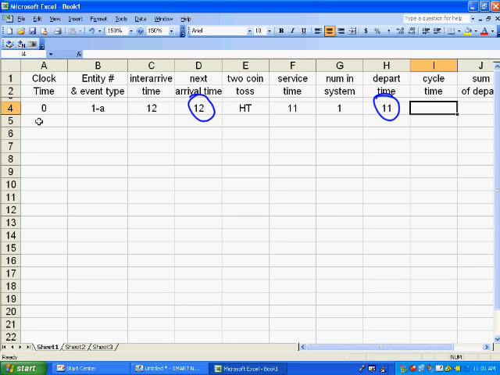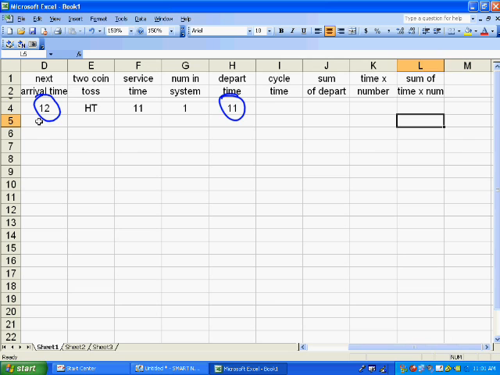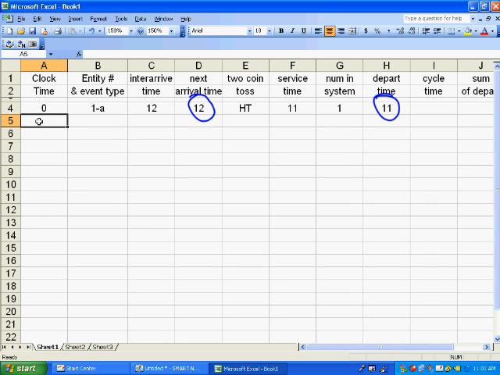By the way, everything else here is all zeros. We don't need to do anything there yet. We've done everything we can at time 0. We have two events on the future events list, one that's going to occur at 11, one that's going to occur at 12. So we pull off the 11. We're going to jump the clock to time 11.